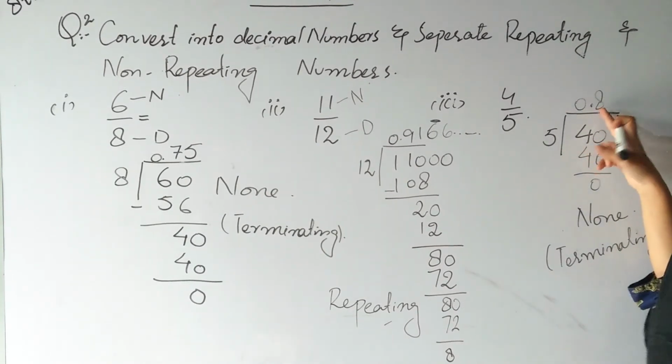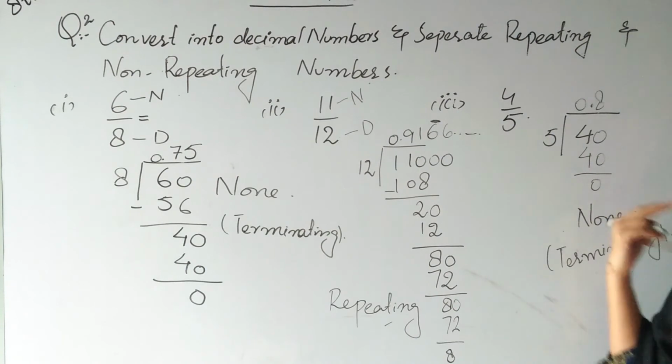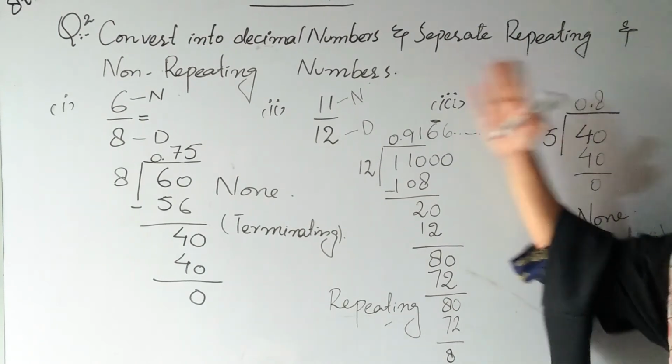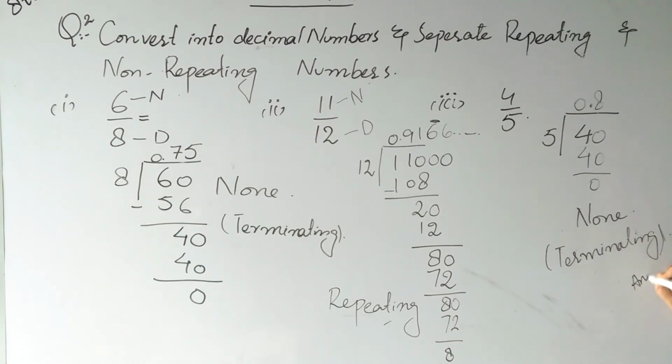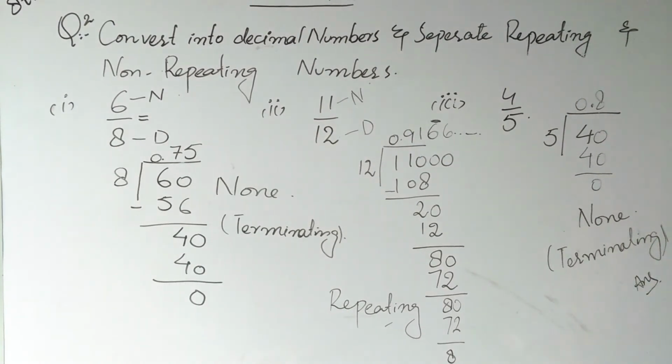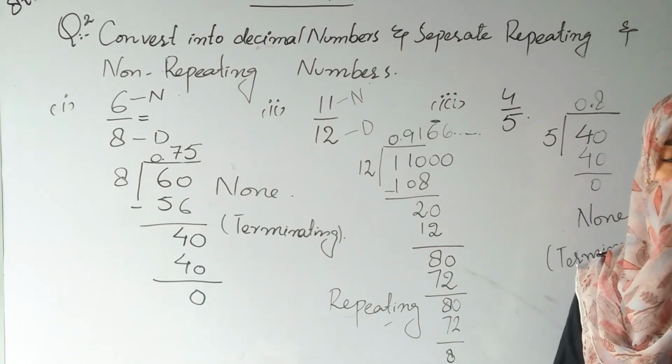Because if a number is finite, that's why we write terminating here. If a number is infinite, then we categorize it into repeating and non-repeating. So their answer is none: neither repeating nor non-repeating. So this is our non-repeating and repeating concept.